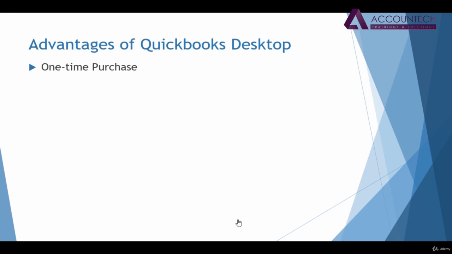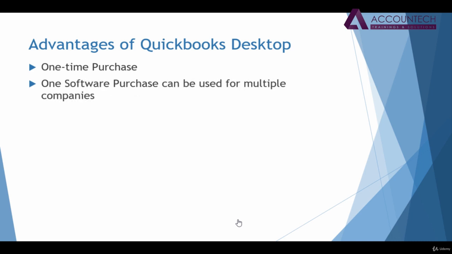The other advantage is one software purchase can be used for multiple companies. That means if you are an entrepreneur who has multiple businesses, you can use the same software and open any number of companies with that same license and within that same cost. Because QuickBooks Desktop simply treats different companies as different files. So if you have multiple files in any software like Excel, like Word, they don't mind it. They treat it like just multiple files. That's it. So you can have multiple companies in the same software.